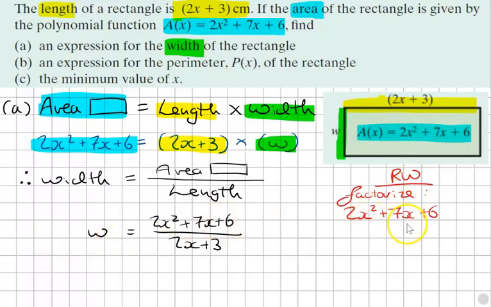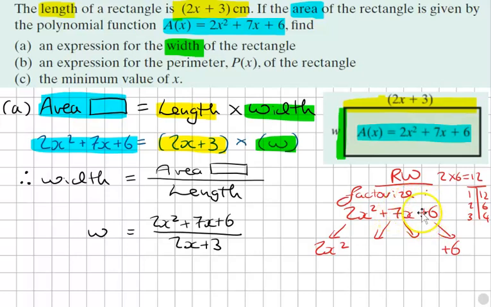So I have 2x squared plus 7x plus 6. I'm going to bring down the 2x squared, bring down the plus 6, and I'm going to break the 7x up into two parts. 2 times 6 is 12. The factors of 12 are 1 times 12, 2 times 6, and 3 times 4. So I need to pick a factor pair that will give me 7x.